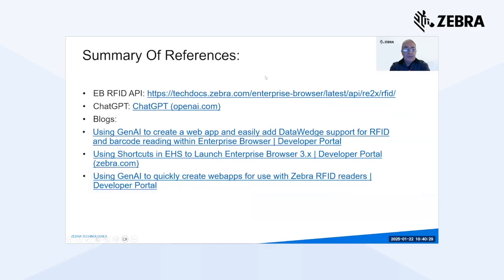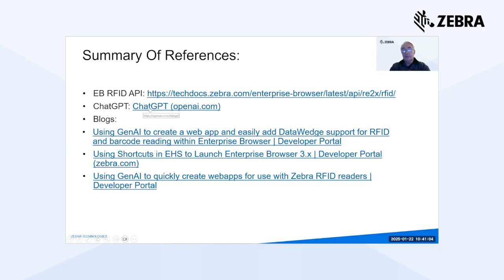And summary references. So we have the full API, which you can access through that link on the TechDocs website. Obviously you can use ChatGPT, you can use OpenAI via the API. You can use other generative AI tools as well. So we have an internal Zebra generative AI option. You could use Gemini. You can use the Copilot from Microsoft.